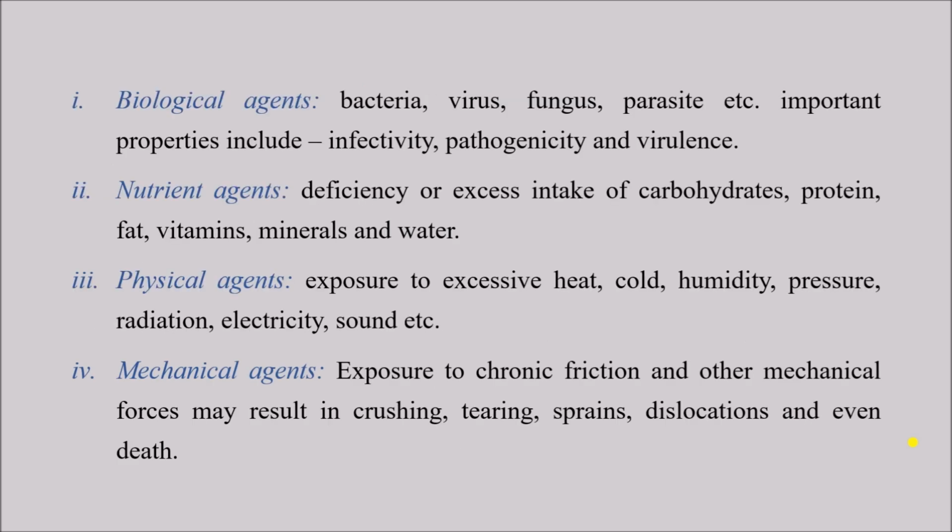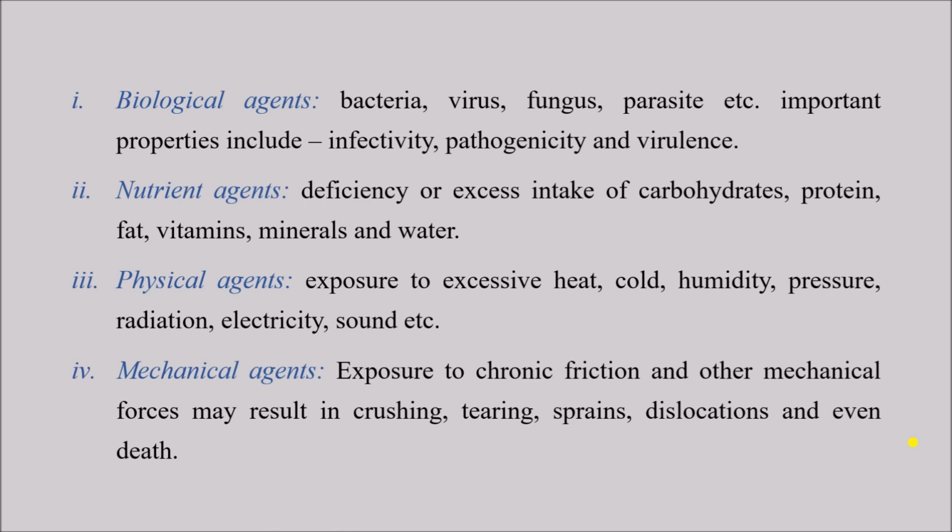Here I have given some examples of different agents. For example, the biological agents: we know about the different bacteria, virus, fungus, parasites leading to different diseases, and they have certain characteristics or properties like infectivity, pathogenicity, virulence, etc. These have been discussed or will be discussed in future classes. What about nutrient agents? Deficiency of certain nutrients, or even excess of certain nutrients, as I mentioned earlier in the example, can lead to certain deficiency diseases or some other kind of diseases. Physical agents like exposure to excessive heat, cold or humidity, even pressure, radiation, electricity, sound, etc. can lead to different diseases.